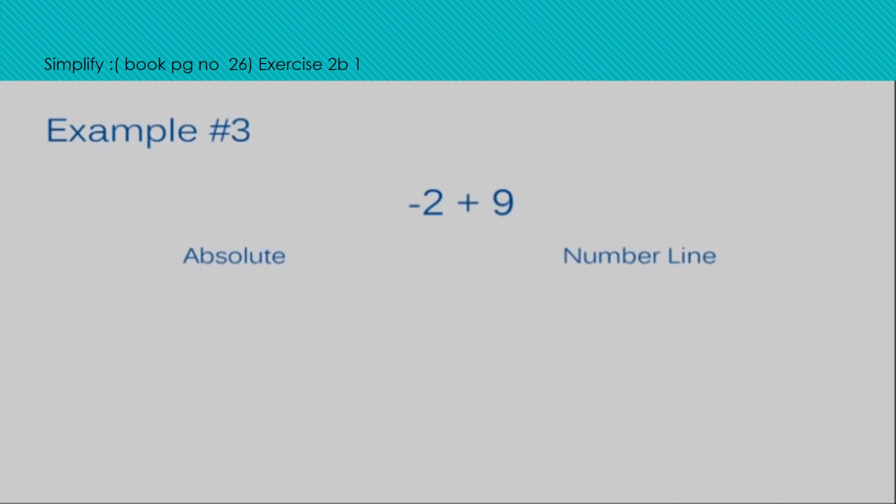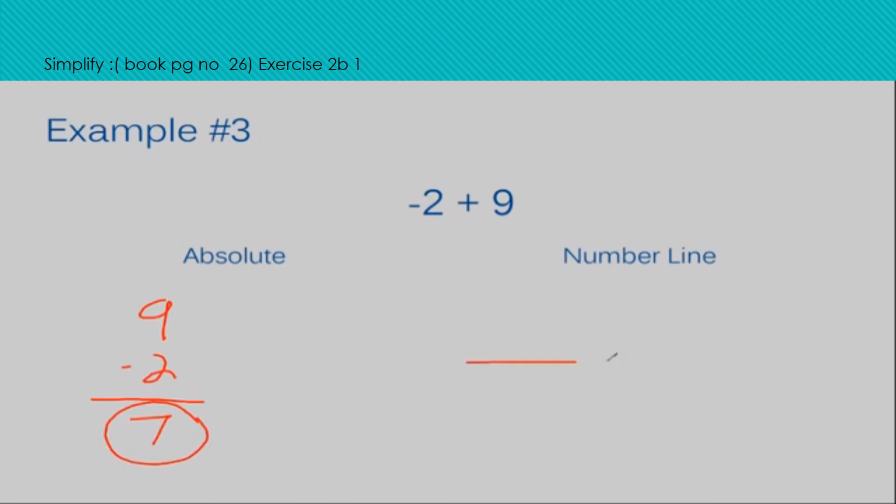Okay, let's solve using the absolute value method. Well, we have to look at our signs. We have a negative 2 and a positive 9. The signs are different. The rule says that when the signs are different, you need to subtract the absolute values. The absolute value of negative 2 is 2. The absolute value of 9 is 9. 9 minus 2 is 7. The sign takes the sign of the number with the largest absolute value. The 9 has the largest absolute value, and the sign of this 9 is positive, so that means this is just going to be a regular positive 7.